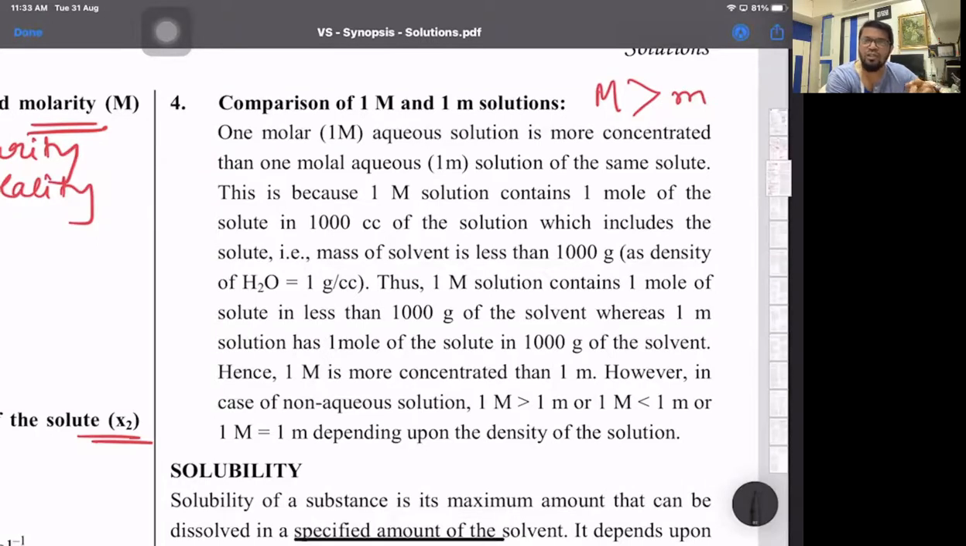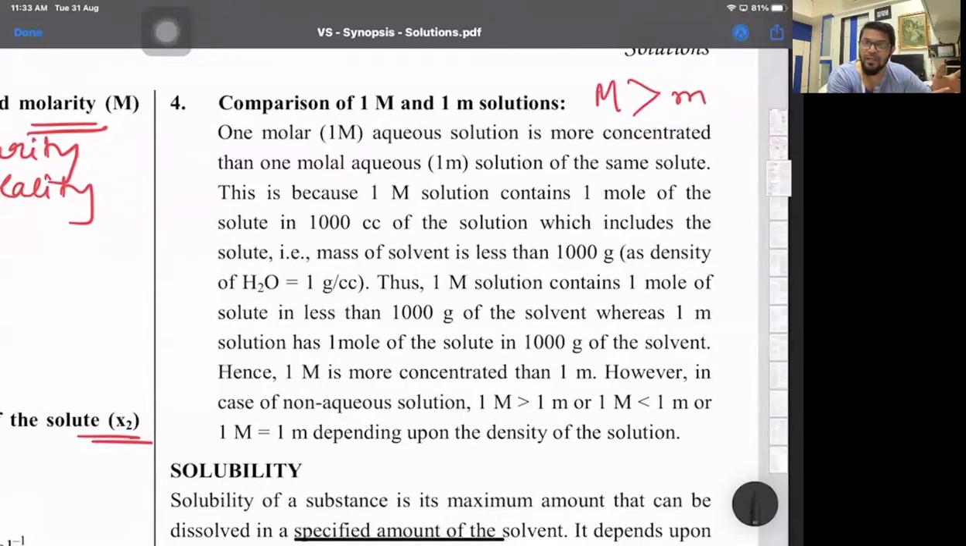What is the molality definition? 1 mole of a solute dissolved in 1 kg of pure solvent. So if I prepare a 1 m solution of HCl, you are dissolving 36.5 grams exactly in 1 kg, or 1000 grams, of pure solvent. Now water density is 1, so 1000 grams is nothing but 1000 ml. All right. So there the solvent added is exactly 1000.